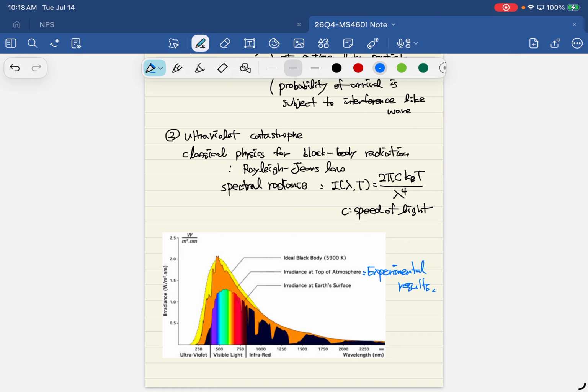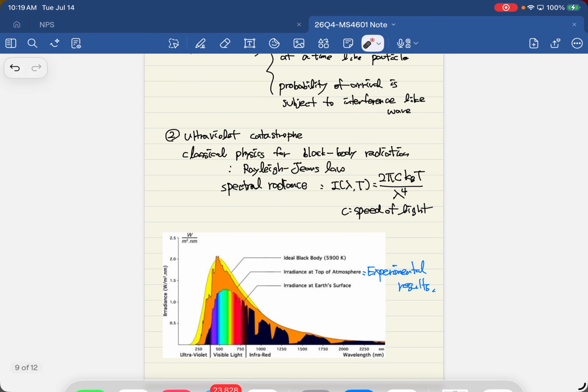And then look at this spectral radiance of the Rayleigh-Jeans law. How does that behave? This is a plot against the wavelength. As we increase lambda, this I goes to 0. So in that sense, this one is fine. But as we decrease lambda, what's going to happen?